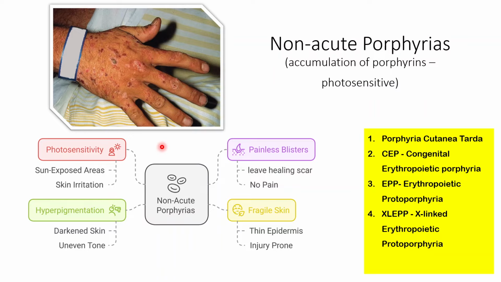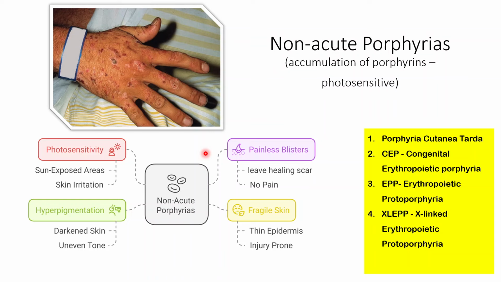So the sun exposed parts will show photosensitivity, they will have hyperpigmentation, can develop painless blisters, can then later on develop scars. The skin becomes fragile. So all these skin symptoms are seen with non-acute porphyrias. Okay. What are the non-acute porphyrias? Most commonly Porphyria cutanea tarda, congenital erythropoietic porphyria, erythropoietic protoporphyria, and X-linked erythropoietic protoporphyria. So these are the 4 non-acute porphyrias.